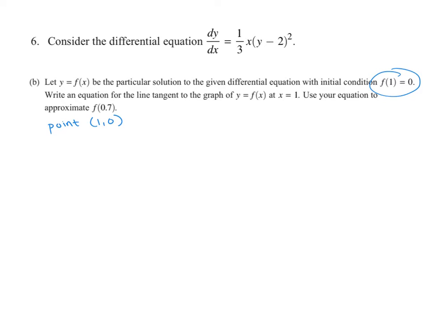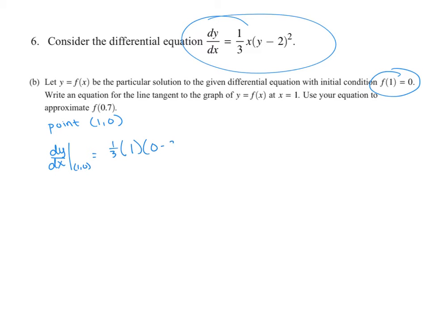But we do need the slope. So we have our expression for the slope, and all we have to do is plug the point into that equation. So a notation I can use, I can say dy/dx evaluated at (1, 0) is 1/3 times 1 times (0 minus 2) squared. So that is going to be 4/3. So our tangent line is y minus 0 is 4/3 times (x minus 1).